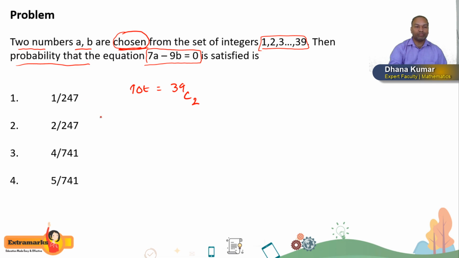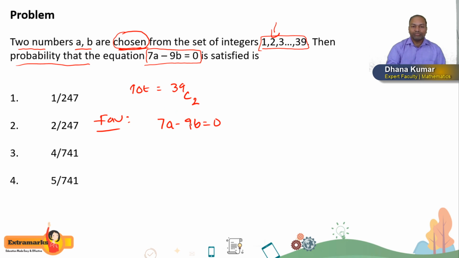Let us come to the favorable part. Favorable cases means the condition. What is the condition here? The equation 7a minus 9b equals 0. Now you have to choose 2 numbers from this set which satisfy this equation. How many possibilities are there? You have to identify. Understood? If you directly verify each combination, it is a little bit difficult. Then how to do this?